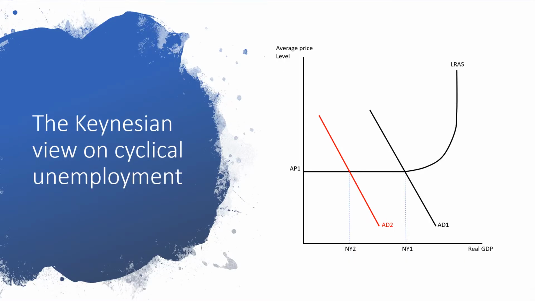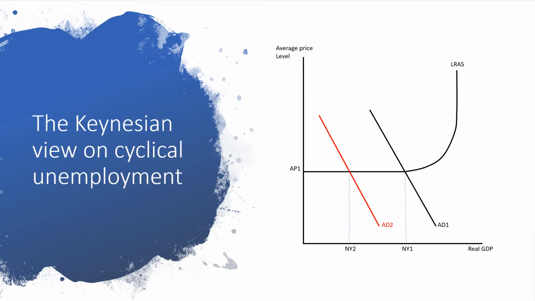Cyclical unemployment is caused by a recession. Keynesians believe that the level of output and employment is determined by the level of aggregate demand, which is the total amount of spending in the economy. They also believe that the economy can come into equilibrium at any level of output and employment. The only precondition for equilibrium being that the level of aggregate demand is stable.